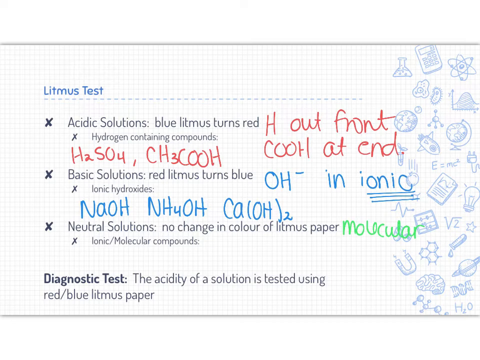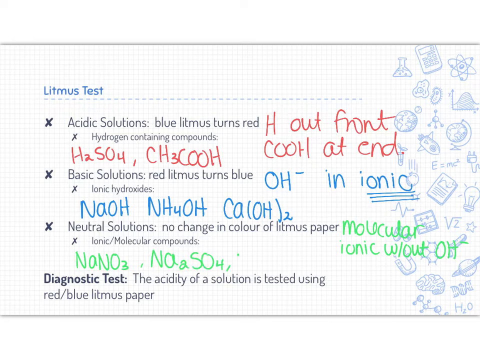Or they can be ionic without an OH minus. So for instance, NaNO3, because it doesn't have an OH, it's not basic, but it is ionic. Another one could be Na2SO4.